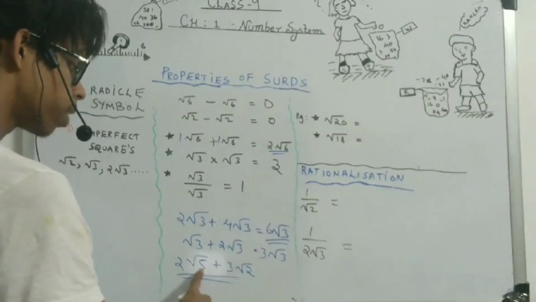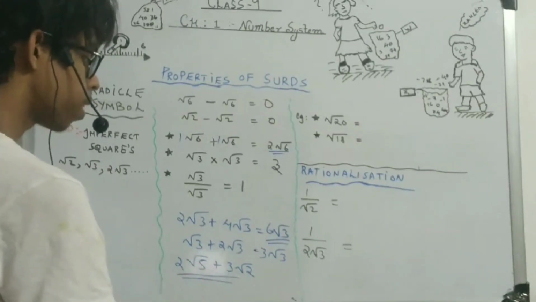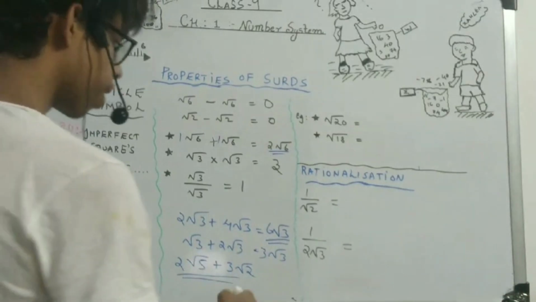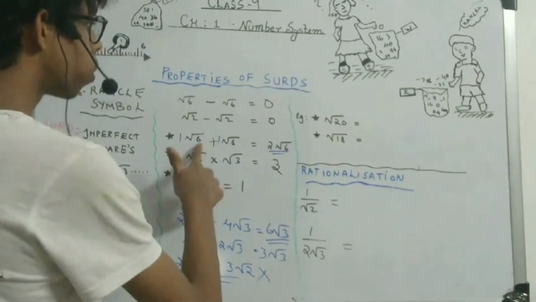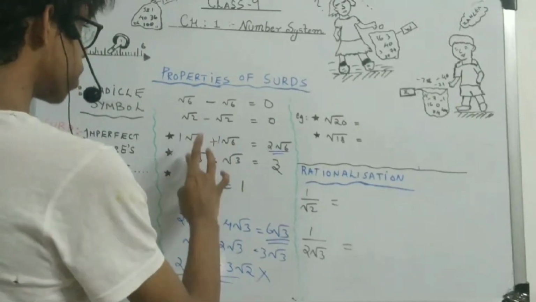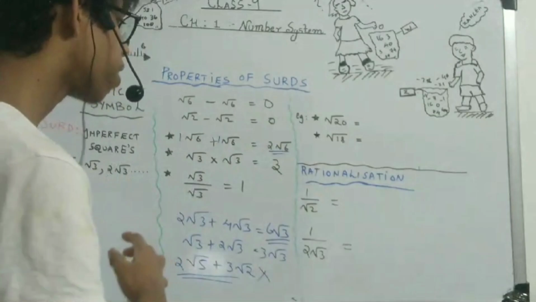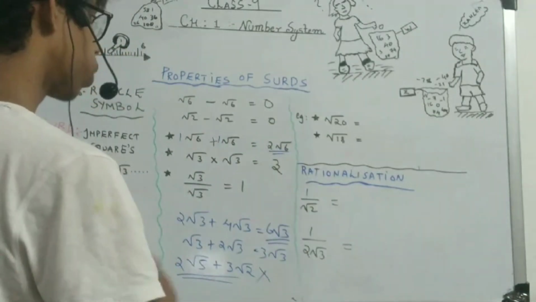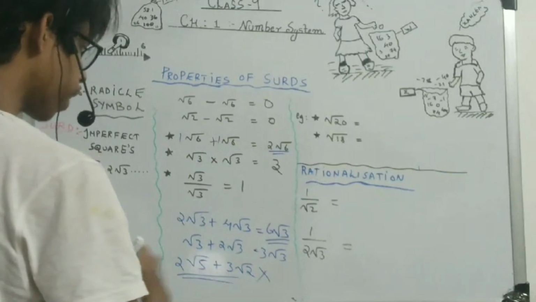So just don't do it like this: 5 plus 2 is 7, and 2 plus 3 is 5 root 7. Don't add it like that. Always, if the roots are the same, whatever is inside the radical symbol is the same, then only we can add those two numbers. Similar is the case for subtraction. I hope I am clear.